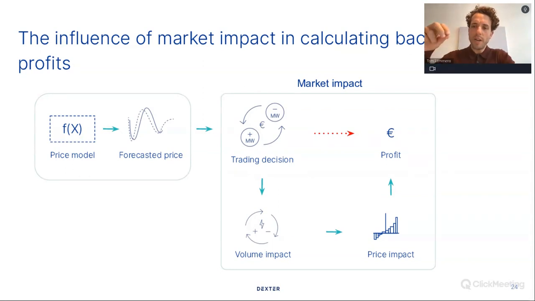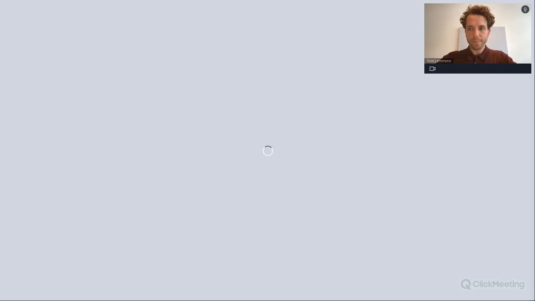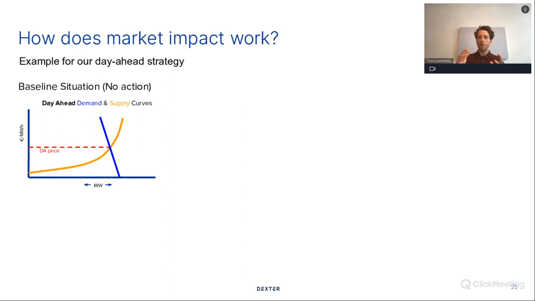Because the profit you calculate like this is based on historical prices, while in reality, the trading decision you make leads to a volume impact, right? It impacts the balance between demand and supply on the market, which then leads to a price impact. So I would argue that you need to take this price impact into account when calculating your profit. Now, how to do this? That's what I'll discuss in a minute. First, a quick recap on how this market impact fundamentally works, right?